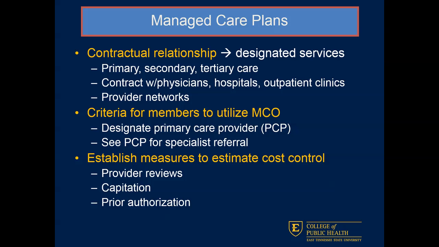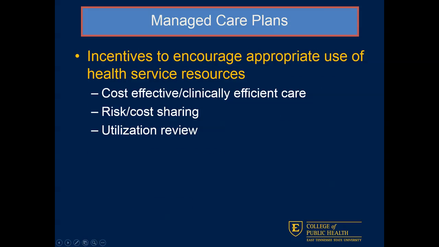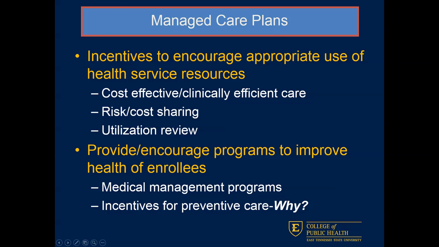And they have a couple of points to work on cost control. So they have provider utilization reviews or retrospective reviews. They use capitation. And again, because you have the primary care provider who acts as the gatekeeper, members who enroll in a managed care plan will need some type of prior authorization before they can go out and receive services. So there are some incentives to encourage the appropriate use of these healthcare services that patients will go out and receive.